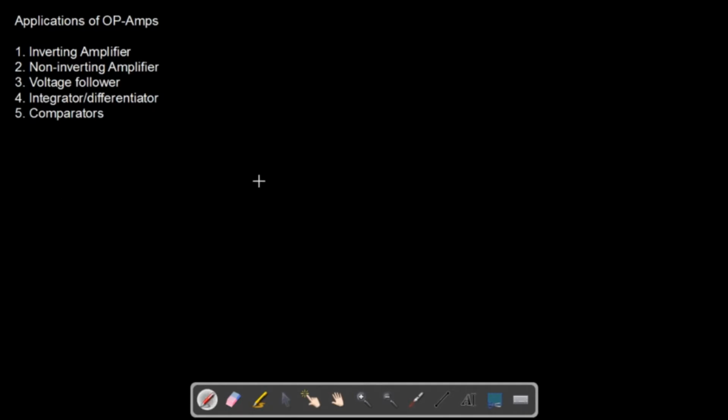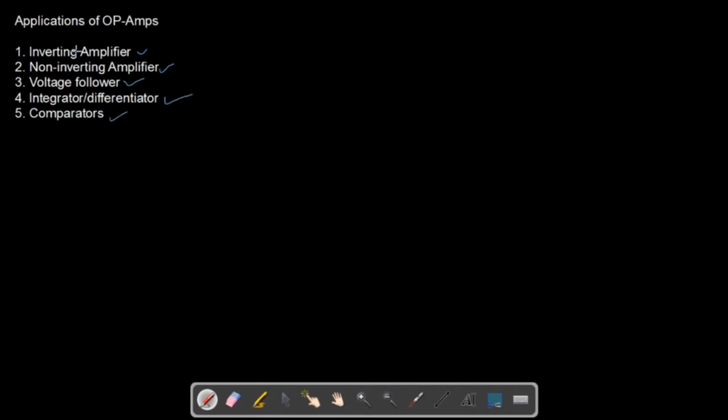Some of the applications we have probably already talked about a bit, but not much in detail. We'll look into some mathematical calculations of these. Out of them, the inverting amplifier and non-inverting amplifier are very much applicable, and then the voltage follower, integrator and differentiator, and comparator.